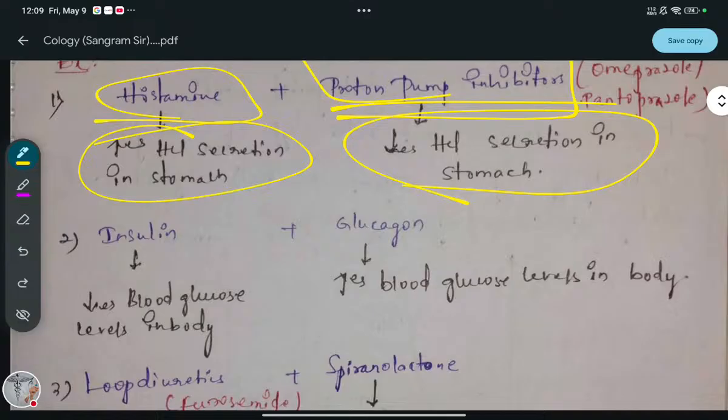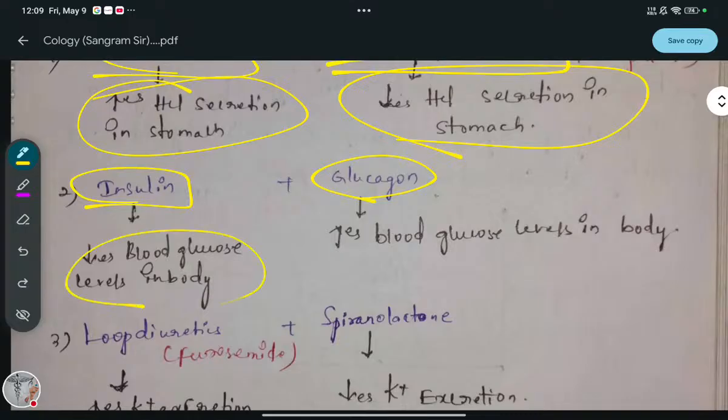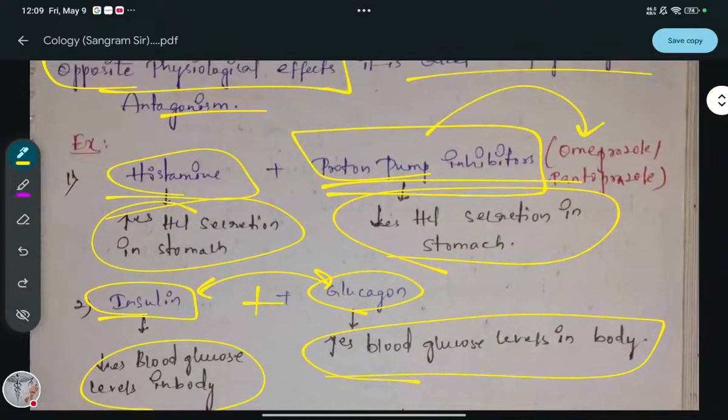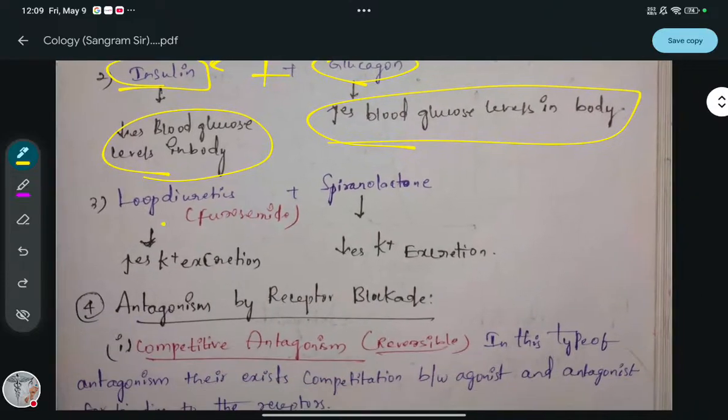Okay, next is insulin along with glucagon. So what does insulin do? Insulin decreases the blood glucose level in the body, and along with that, if you take glucagon, then what will happen? Glucagon will increase the blood glucose level in the body. So ultimately they will show physiological antagonism: insulin and glucagon, histamine and proton pump inhibitor.